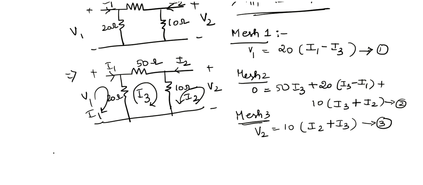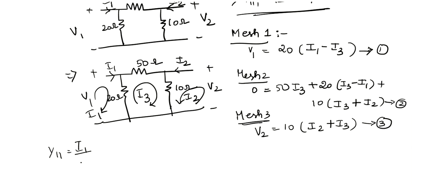Okay. Take the first parameter, Y1. What is the answer? V1 by I1, sorry. What is the equation? It is Z11. Is there any mistake? What is the equation? Yeah, Y11 means it is I1 by V1. So write the equation properly.